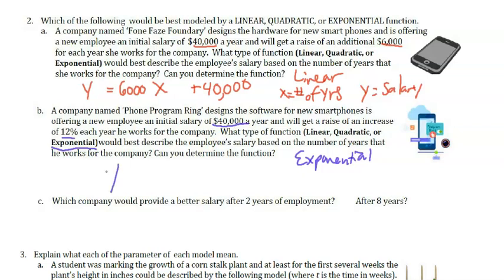And so we have Y equals the initial amount, which is $40,000, times 1.12 to the x power. It's 1.12 instead of just 0.12 because they're adding it on. They're not just getting 12%. So it'd be what they already have, 100% plus the 12% for that year. So Y is going to represent salary, and X is number of years, just like in part A.